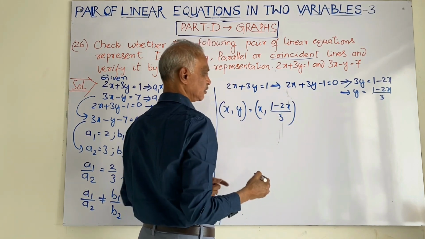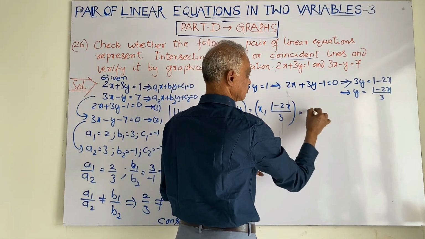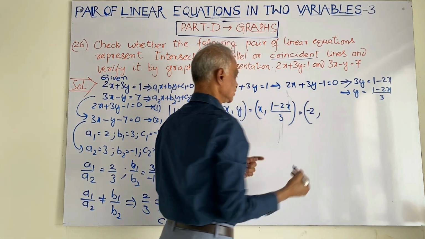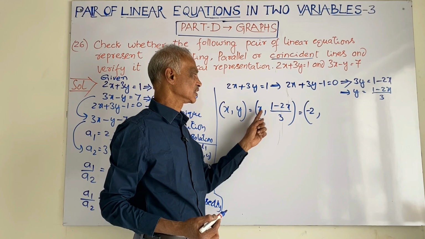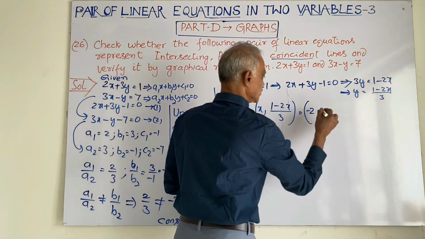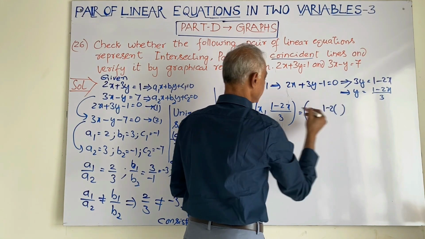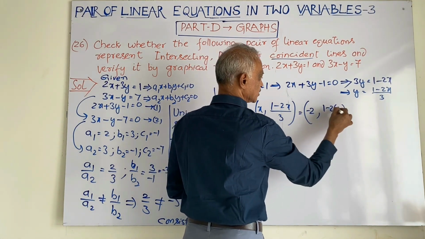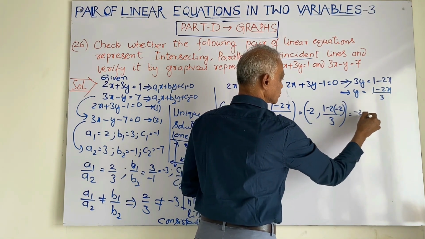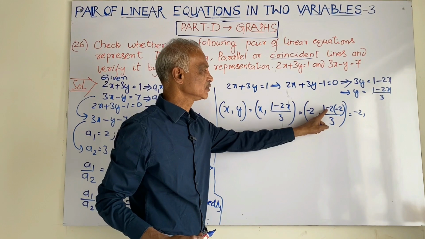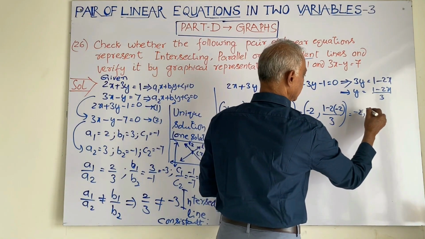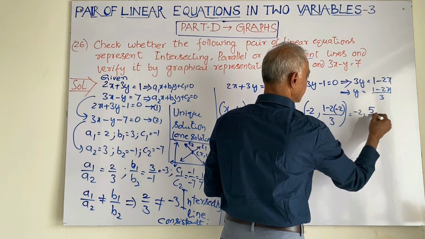As we find out, for the x coordinate, first I will take minus 2. If you substitute the value of x in y, you will get the y coordinate. 1 minus 2 into, what is the value of x here? Minus 2, you substitute, divided by 3. You will get minus into minus plus 4. 1 plus 4 you will get, 1 plus 4 means 5 by 3.